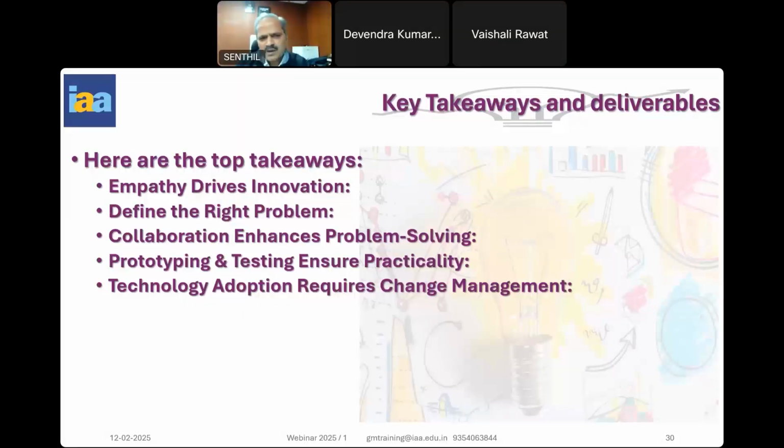Then the third one is collaboration enhances problem solving. You should not leave out anybody. Everybody should be involved: electrical engineers, civil engineers, IT people. Everybody should be involved in the major work. If you are spending some 100 crore on a project, or you are doing a fast-intensive project, involve everybody in the beginning. Prototyping and testing ensure practicality.